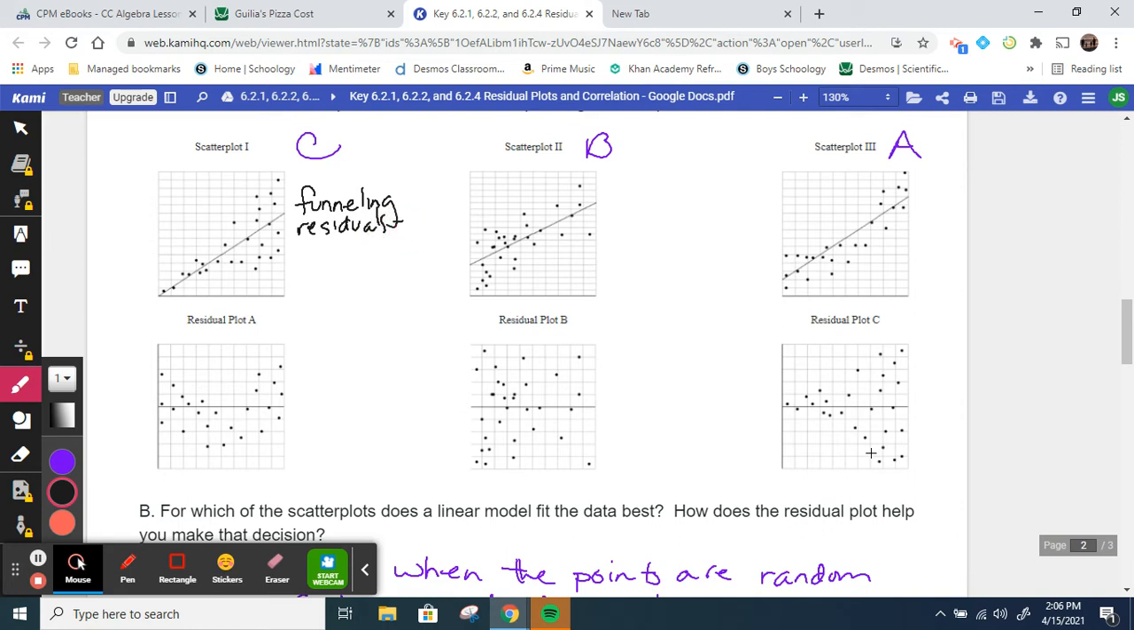what that means is there's more variability with larger values. I shouldn't say time, because not everything's in terms of time.